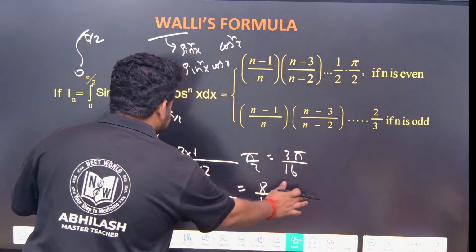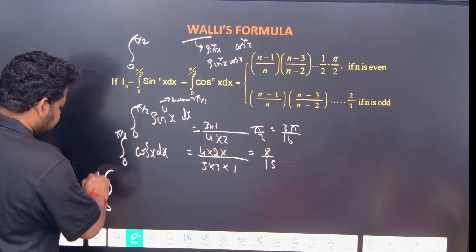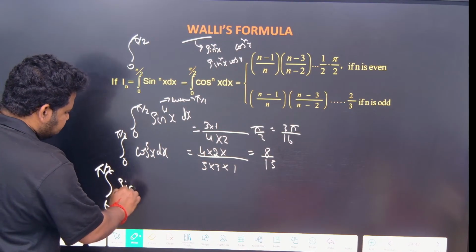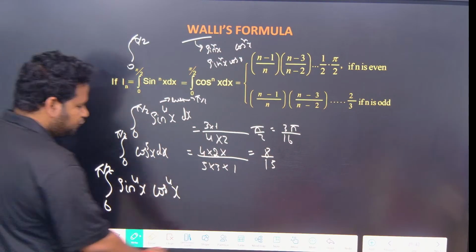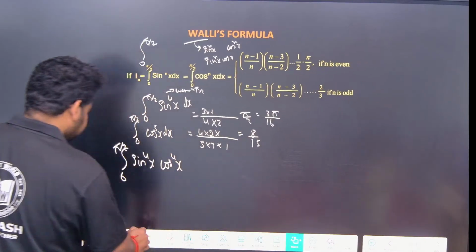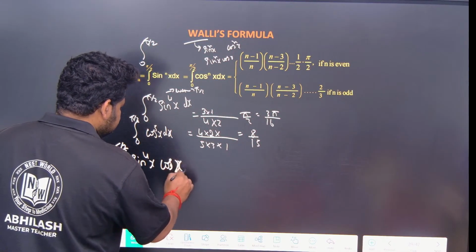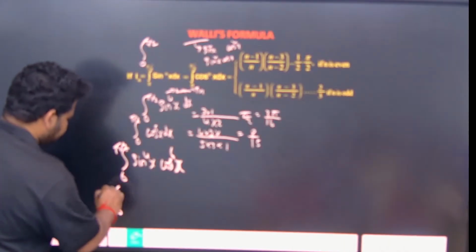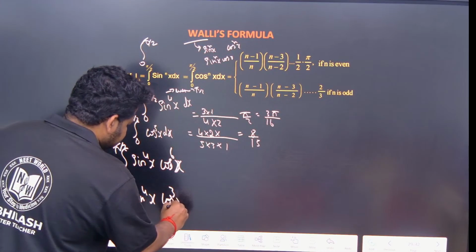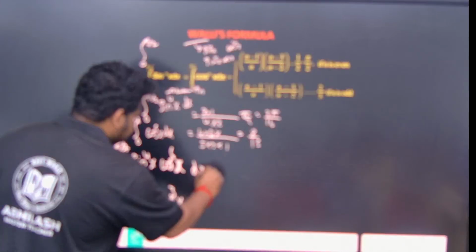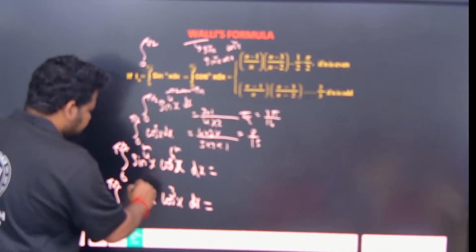Now, similar to this, if both are combined, we have 0 to pi by 2 only. If you are having sin power 4x, cos power 4x, or let me take some other power: sin power 4x, cos power 6x. One more question: 0 to pi by 2, sin power 4x, cos power 3x dx. Let this power be m and this one be n.